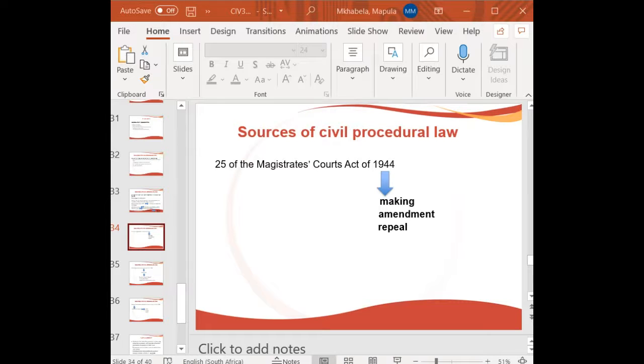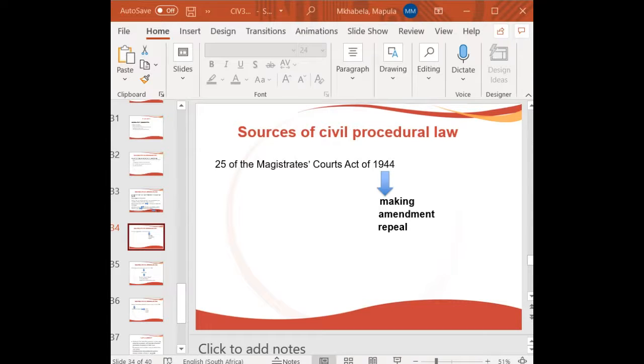Okay, moving along. Section 25 of the Magistrates Court Act of 1944 provides for the making, amendment, and repeal of the rules of the Magistrate Court. As you progress with your studies, ladies and gentlemen, or enter into practice, you will discover that there are additional statutory sources that provide for the procedure in special courts. There are also numerous statutory provisions that confer jurisdiction on a court.